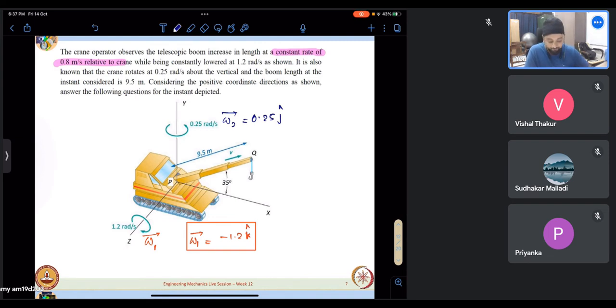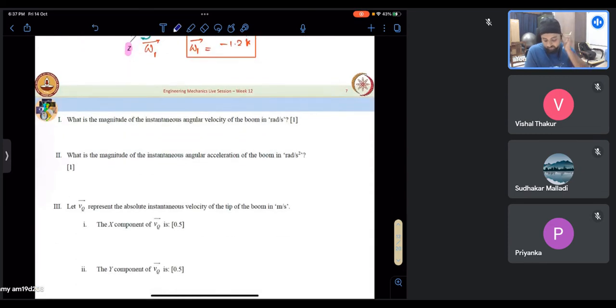Okay. Then what else is given? The boom length at the instant considered is 9.5 meters. So at this instant, that distance is 9.5 meters. Considering the positive coordinate directions as shown, so x, y, and positive z have been given. So we need to report some of the values. Let us see what they are. What is the magnitude of the instantaneous angular velocity of the boom?